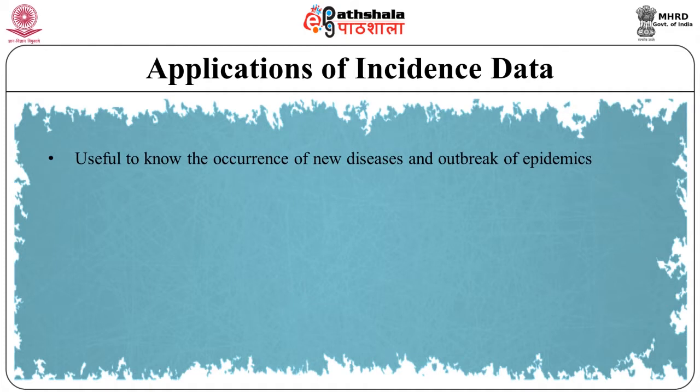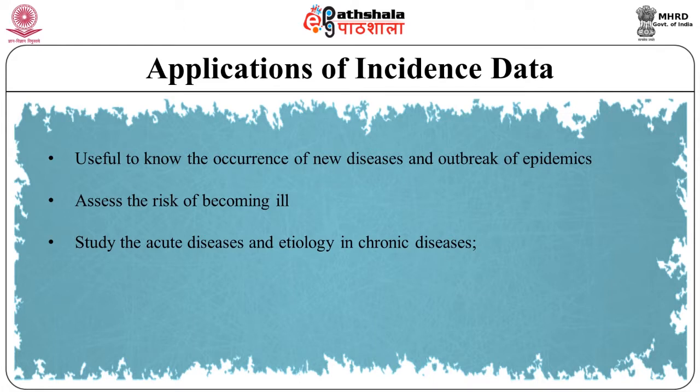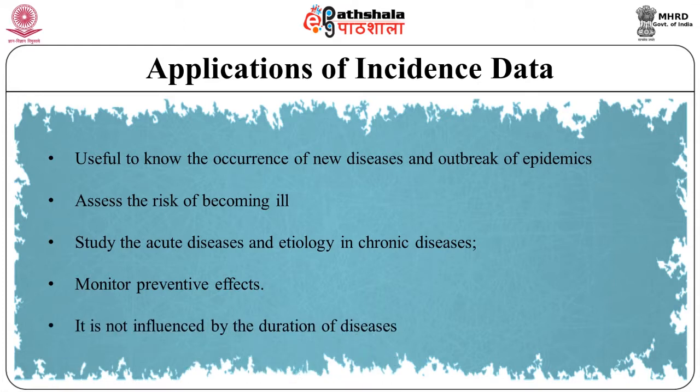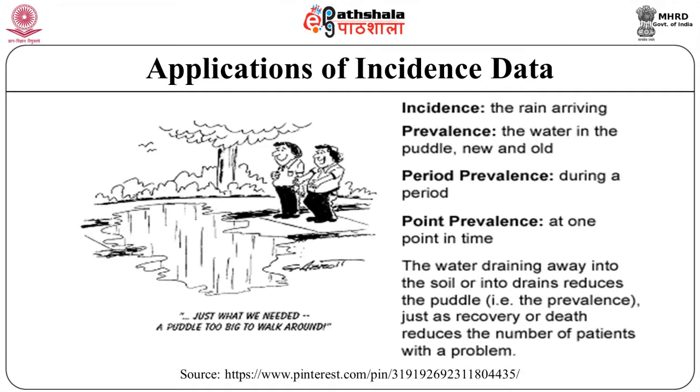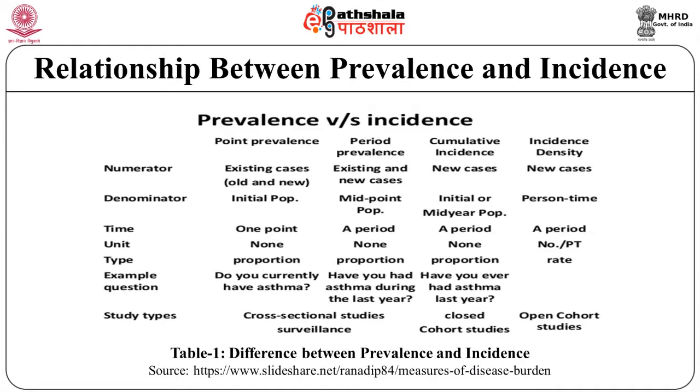Now let's understand the application of incidence. Incidence is useful to know the occurrence of new disease and outbreak of epidemics, to assess the risk of becoming ill, to study acute disease and etiology in chronic diseases, and to monitor the prevalence effect. Incidence is not influenced by the duration of the disease according to Park 2007, Oslen et al. 2010 and Bonita et al. 2006. Table 1 depicts the difference between prevalence and incidence.